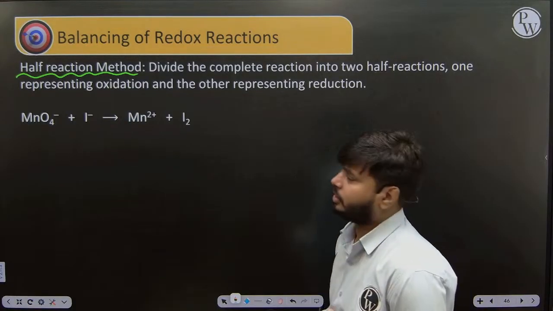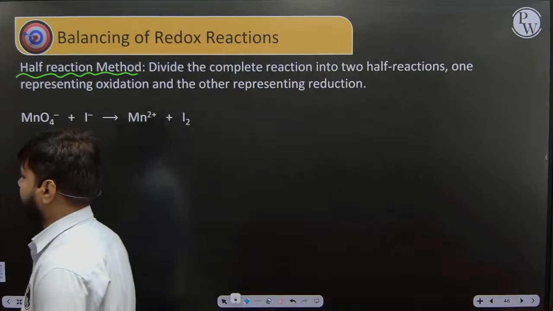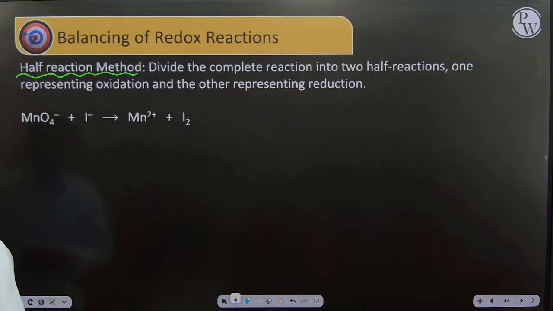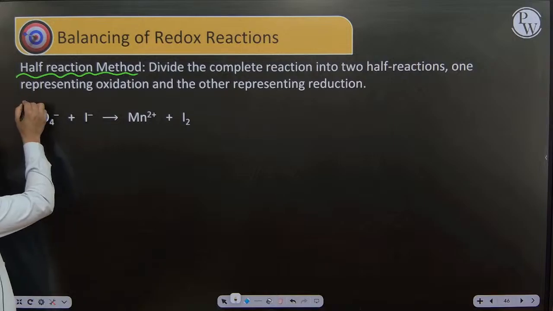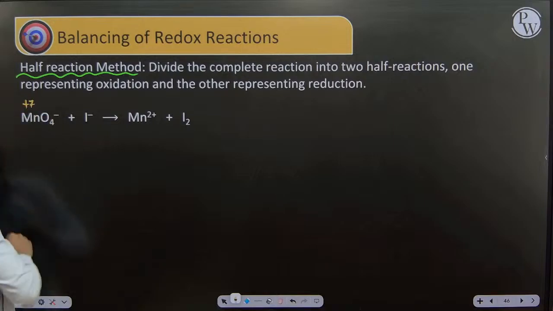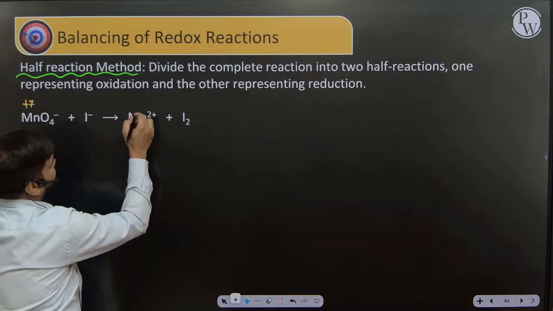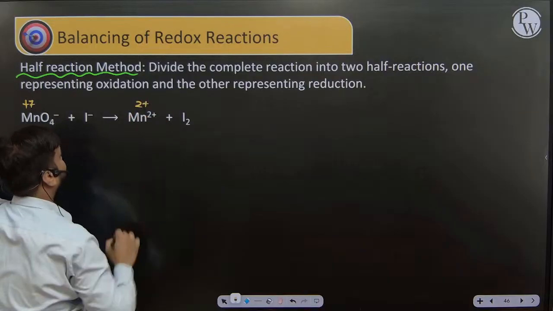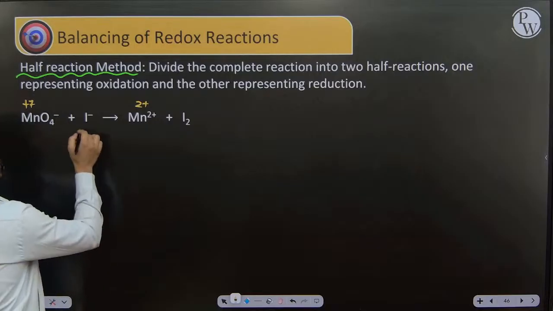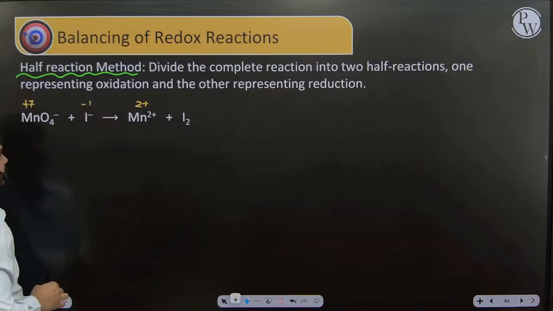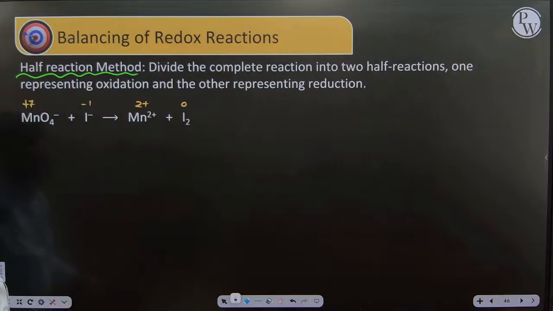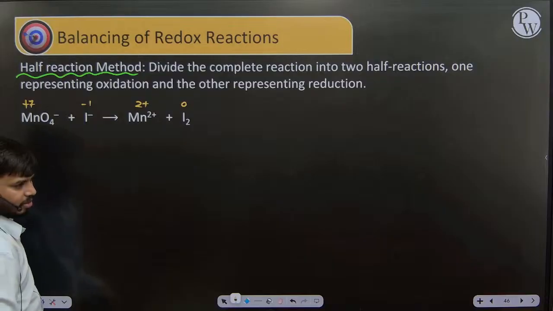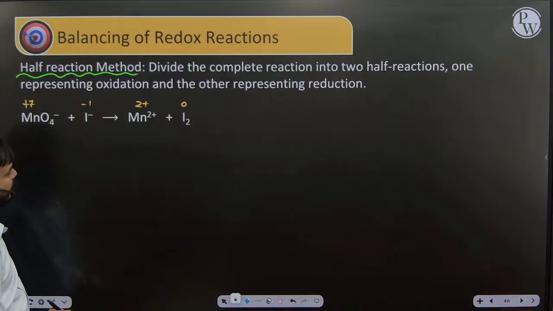In this reaction, let's calculate the oxidation number of each element. Here, manganese has the oxidation number +7. And here the oxidation state of manganese is +6. Oxidation state of iodine is -1. Oxidation state of I2 is 0. So here you can see the two reactions, correct?